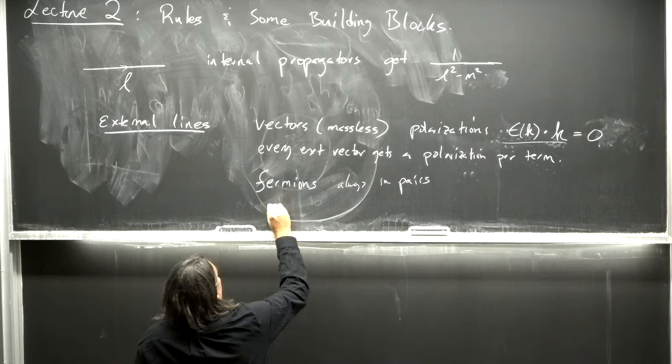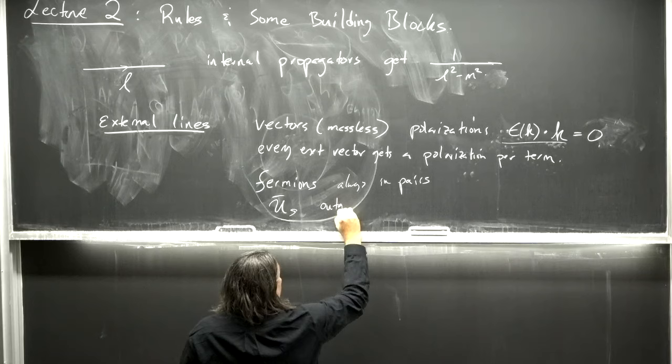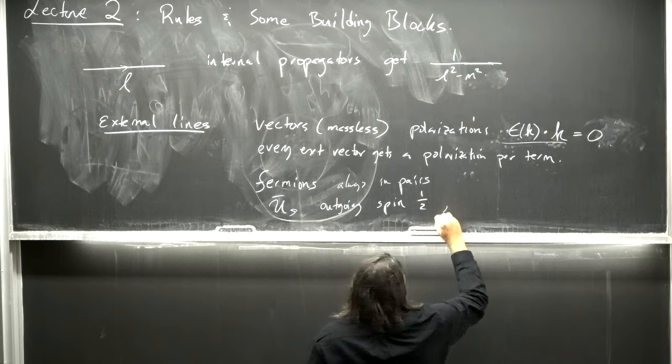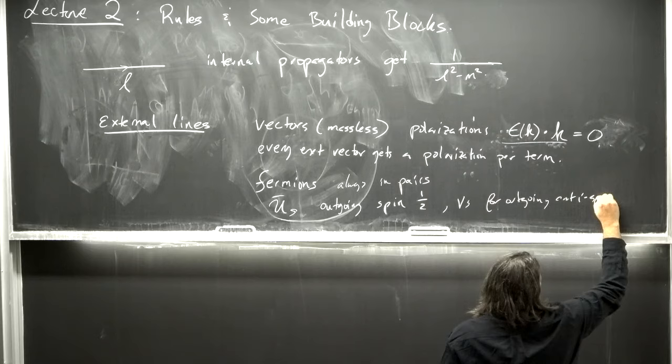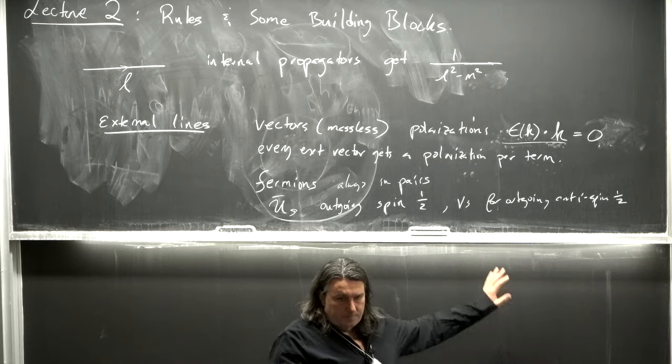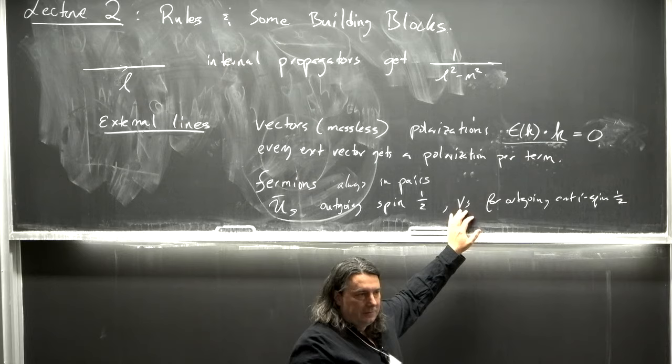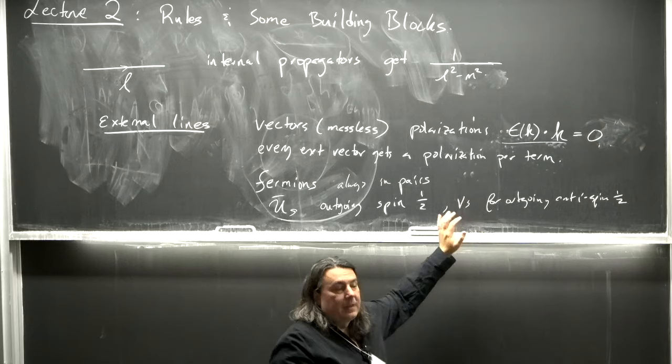Maybe this is going to be readable. I'll use something like u for outgoing spin half, and v for outgoing anti. Something like that. What are these u's and v's? Spinors? A basis for fermions. So they solve Dirac's equation. Good.